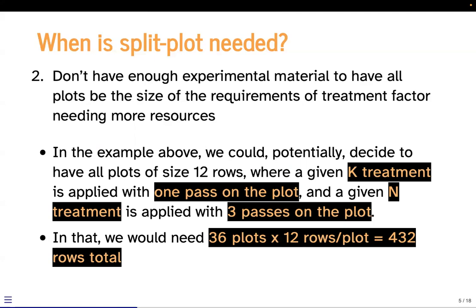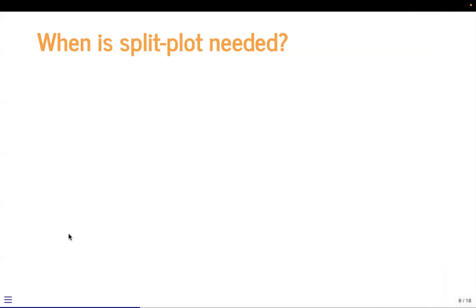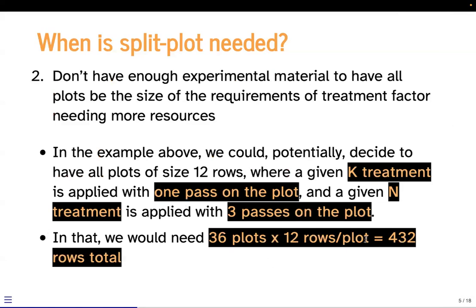So in the example where you do have all plots having 12 rows to accommodate all combinations of potassium and nitrogen at the same hierarchy level, we will require 432 total rows because we have 36 plots and 12 rows per plot. So those are how many rows we would need here.